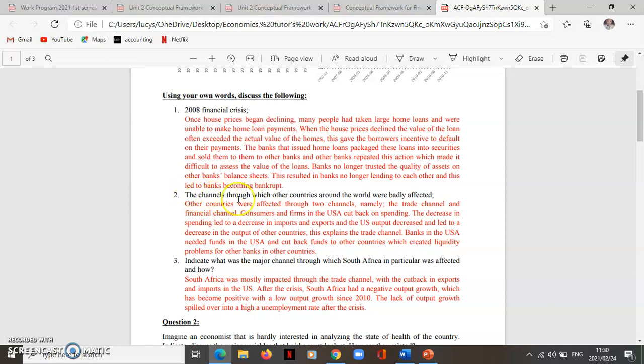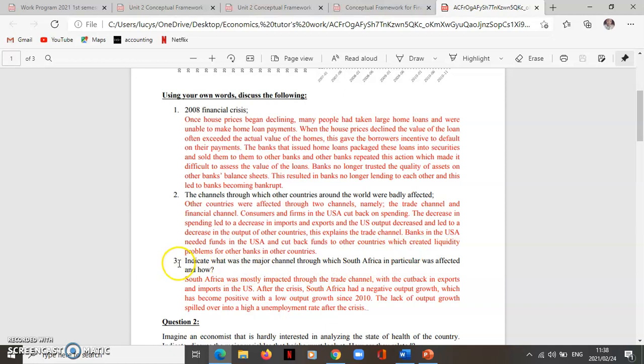Okay, number 2, the channels through which other countries around the world were badly affected. Other countries were affected through 2 channels, namely the trade channel and the financial channel. Consumers and firms in the USA cut back on spending. The decrease in spending led to a decrease in imports and exports, and the US output decreased and led to a decrease in output of other countries. This explains the trade channel. Banks in the USA needed funds in the USA and cut back funds to other countries, which created liquidity problems for banks in other countries.